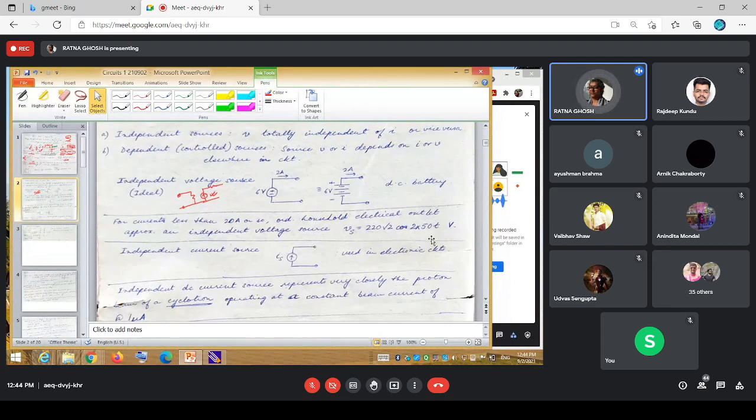So when we say 220 volts 50 hertz, it encapsulates this much information: 220 root 2 is the maximum voltage available, and it's a cosine or sinusoidal variation with 50 hertz frequency. So omega is 2 pi into 50, into time, and that's the voltage. The unit, volts, is a must.